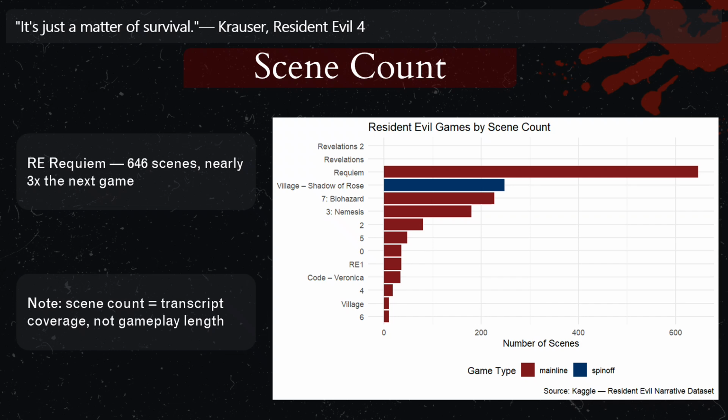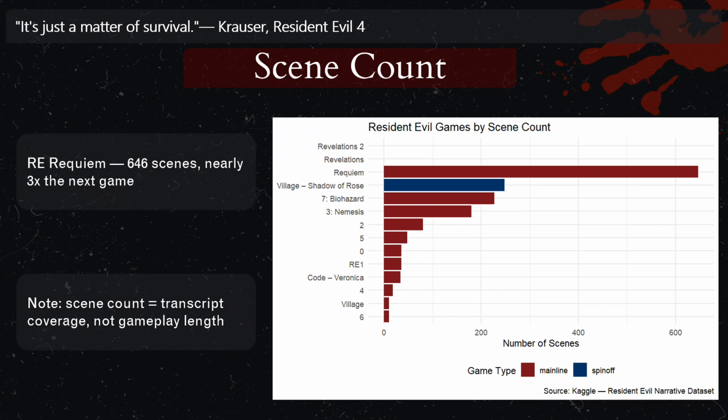My first visualization is the most straightforward one, total scene count per game. So we can see that Resident Evil Requiem, which was released earlier this year, dominates the chart with 646 scenes, and that's nearly 3 times the next closest title. But what's interesting is that Resident Evil 6 sits near the bottom with only 10 scenes.